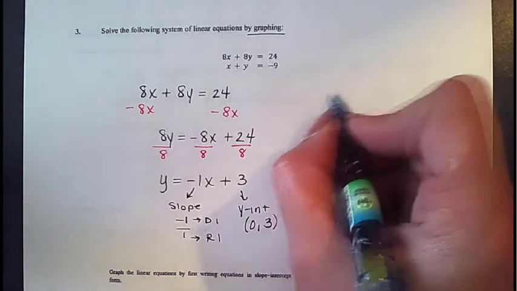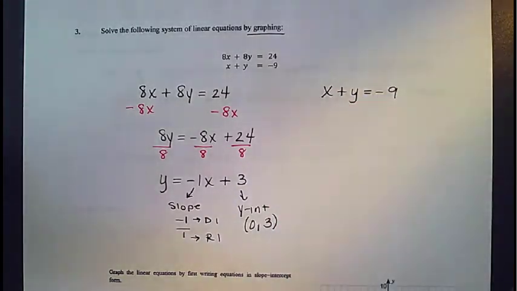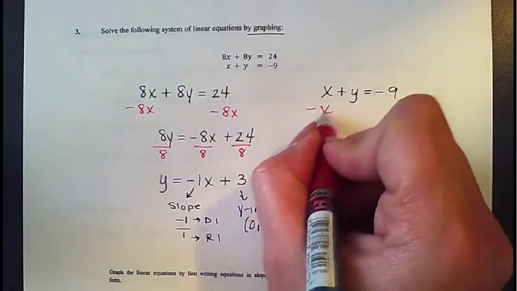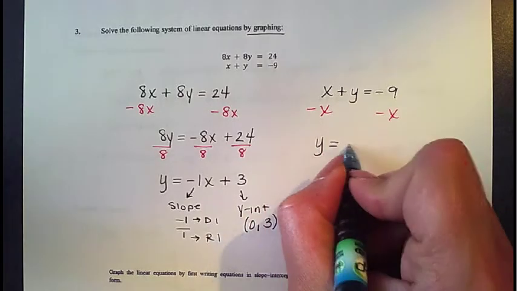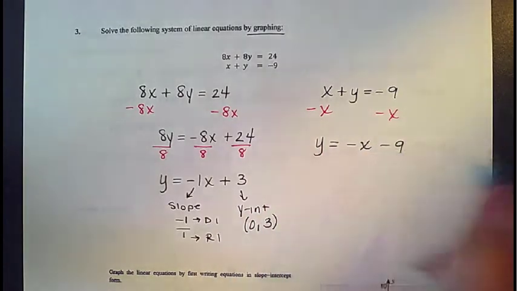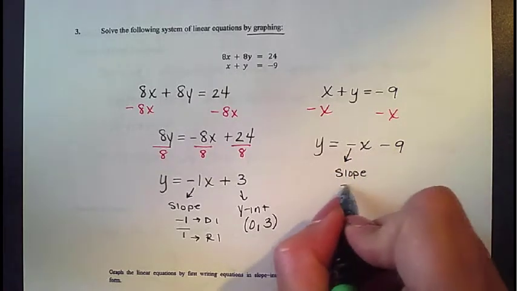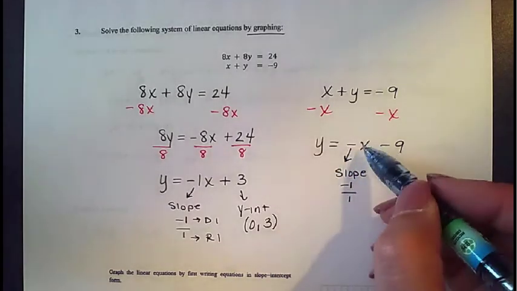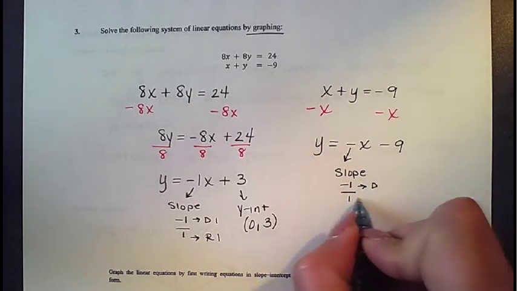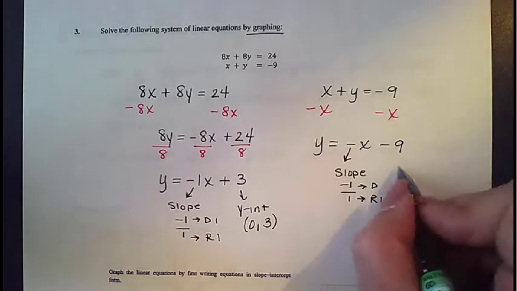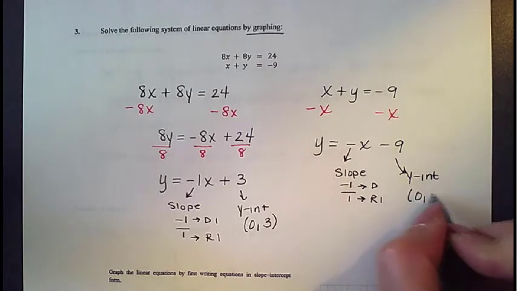Now we're going to do the same thing for our second line, x plus y equals -9. Really the only thing we have to do here is subtract that x from both sides. So we get y equals -x minus 9. Now when we're looking at the slope, it is going to be -1 over +1. Remember, if there's not a number in front of your variable, there's always a 1 there. So this again is going to go down 1 and to the right 1. And our y-intercept here is going to be the point (0, -9).